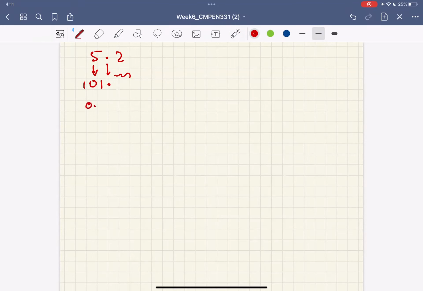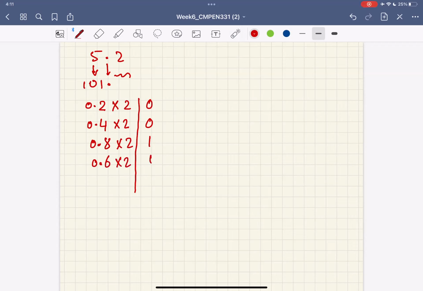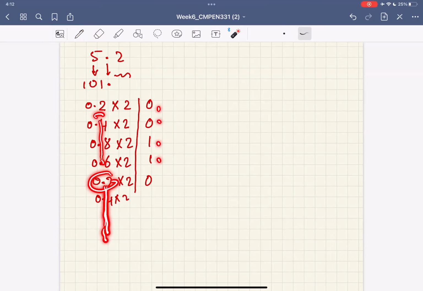Again, with the same concept, 0.2 multiplied by 2. What is that? It is 0.4. So the left of the point is 0, and then the number is just 0.4 multiplied by 2. Again, 0.8 multiplied by 2. Now I have an integer. It will be 1.6. 0.6 multiplied by 2 is 1.2. Then 0.2 multiplied by 2 is again 0.4, and so on. So I don't want to continue, because if you look closely from here, it will just keep repeating, correct? So it will be 0, 0, 1, 1, 0, 0, 1, 1, 0, 0, 1, 1, and so on.